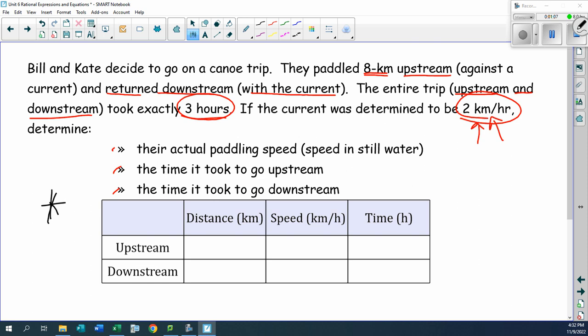Here we go. Okay, so what distance do they travel? Well, they traveled 8 kilometers upstream. Okay, upstream. And they did the return trip, which is downstream. So they traveled 8 kilometers downstream. Yippee skippy, that wasn't that tough.